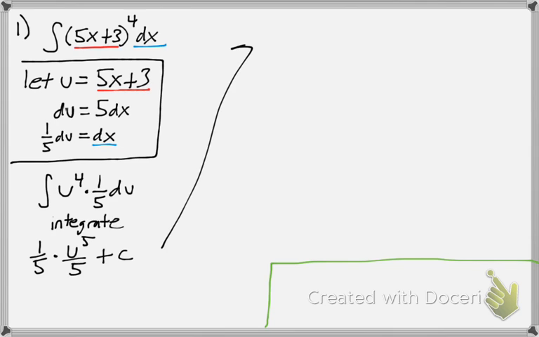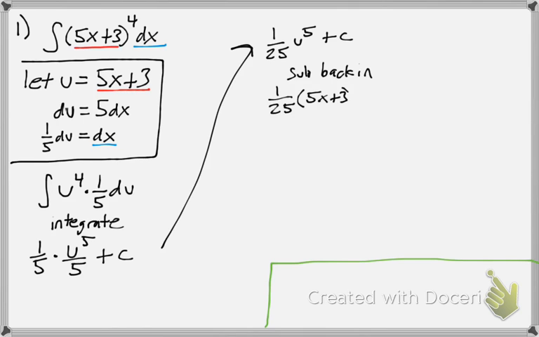And then if I start simplifying, now I do want to substitute back in. So my final answer, I don't want to have u's, I want to have x's. So I want to substitute back in what my u is. So this is 1 over 25, 5x plus 3 raised to the 5th, and plus c.